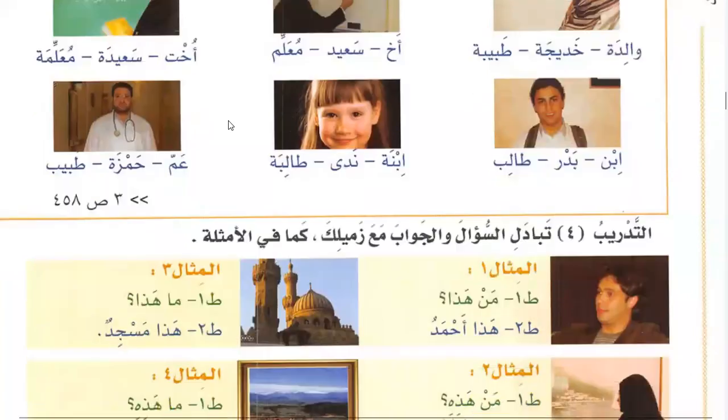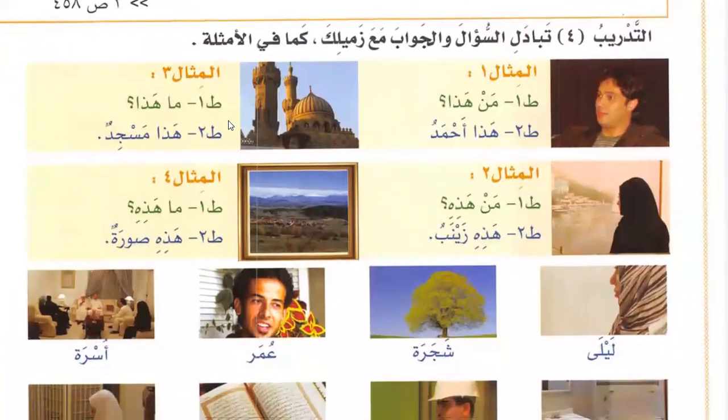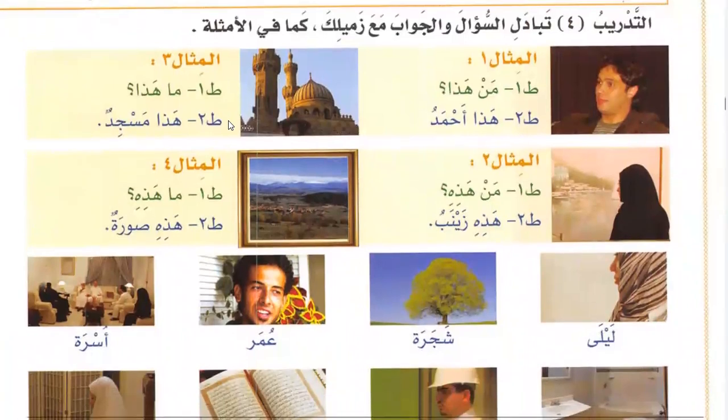He's a doctor. The fourth exercise: exchange the questions and answers with your colleague like in the examples. So for human beings we use man. For animals and for material things we use ma.